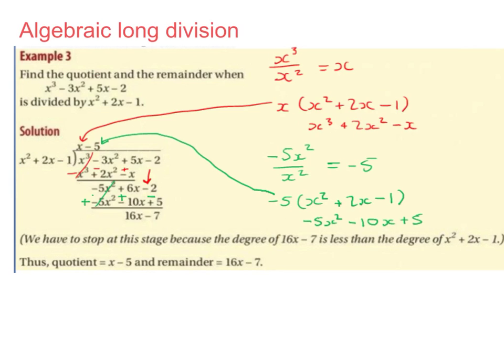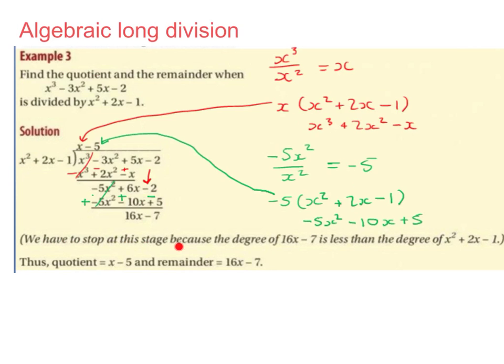So minus 5 by x squared is minus 5x squared. Minus 5 by plus 2x is minus 10x. Minus 5 by minus 1 is plus 5. And we bring that in underneath our bus stop. So now we have minus 5x squared minus 10x plus 5, and we're going to change the signs of each of these terms. This becomes a plus, this becomes a plus, this becomes a minus. By doing that, our x squareds cancel. 6x plus 10x is 16x, and minus 2 minus 5 is minus 7.